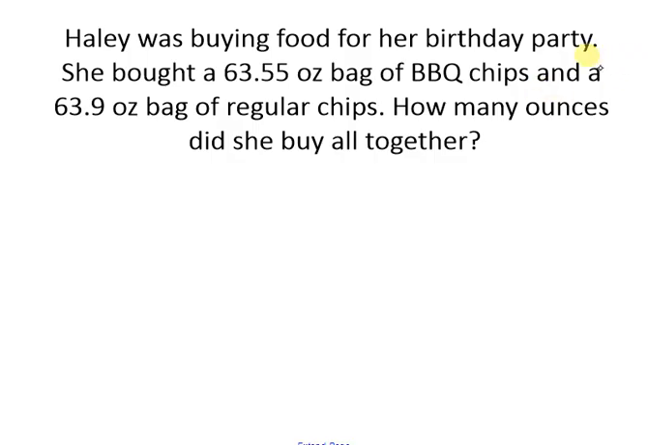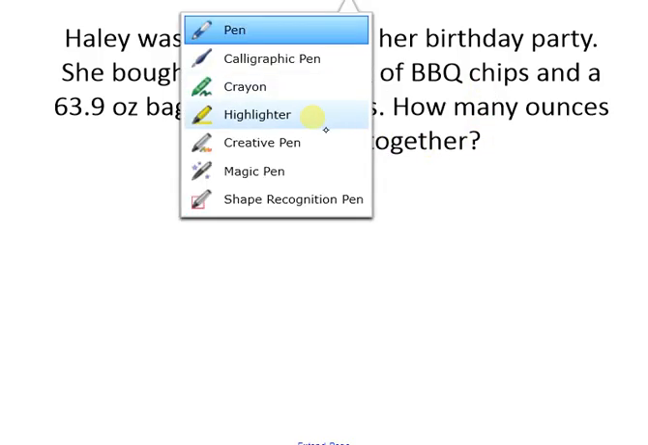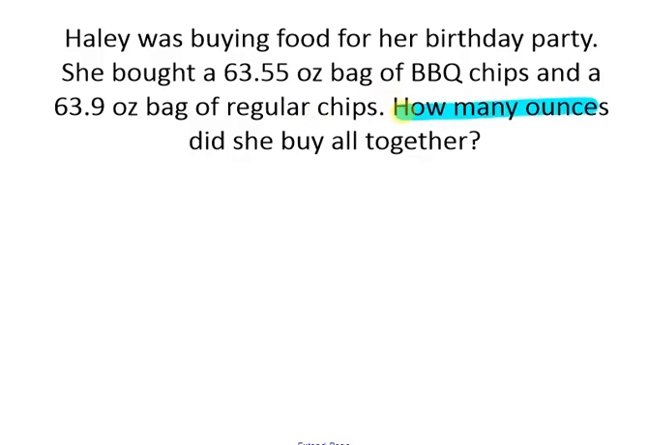Hallie was buying food for her birthday party. She bought a 63.55 ounce bag of barbecue chips and a 63.9 ounce bag of regular chips. How many ounces did she buy altogether? So let's go ahead and highlight our question here. How many ounces did she buy altogether? And then our key word sticks out to me right away: altogether, okay? Which means I'm going to add up these two decimals.